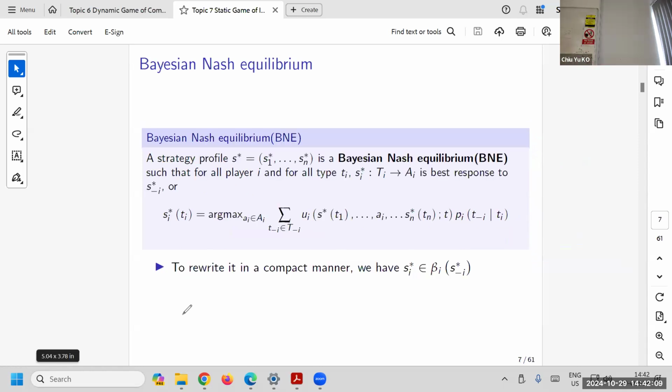So this is the Bayesian Nash equilibrium, which is not surprising. It's simple. We assume the players are expected utility maximizers, as we have assumed. So what is the equilibrium strategy? Player i is choosing an action, and given all the other players choosing this, what is the payoff through the expectation, right?